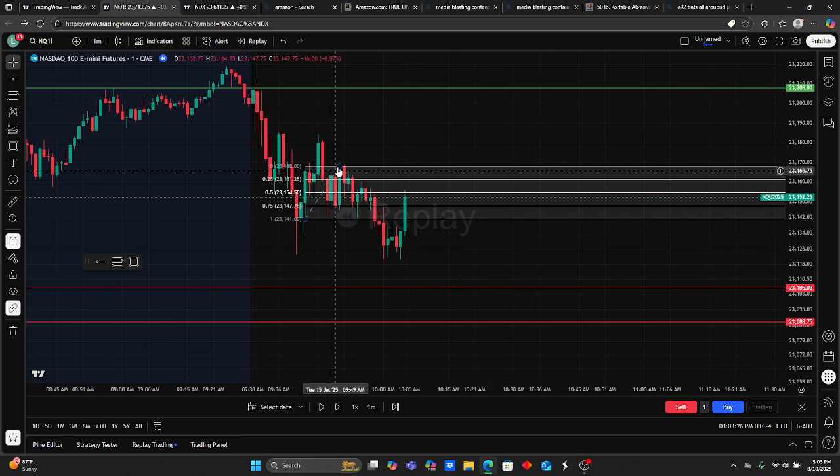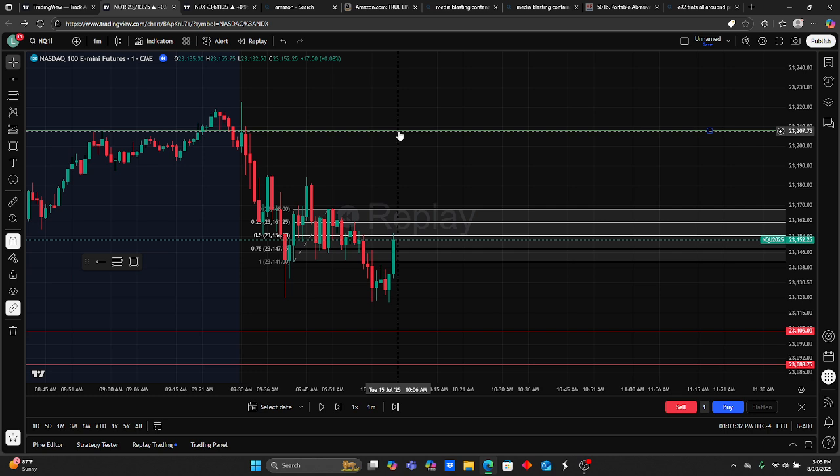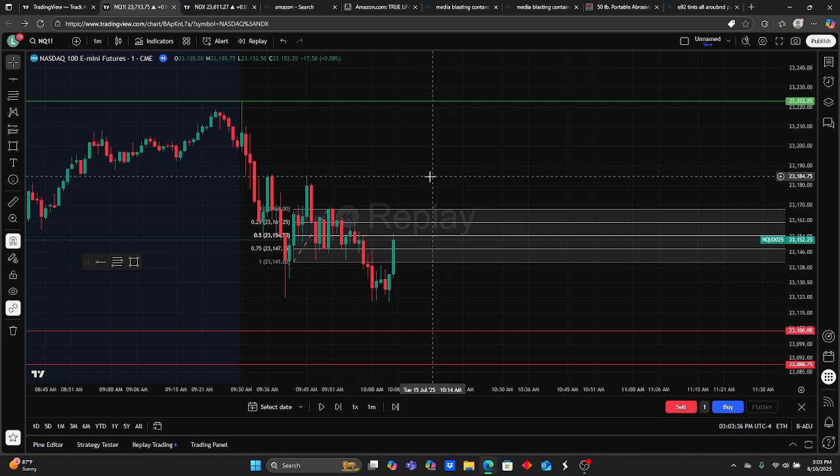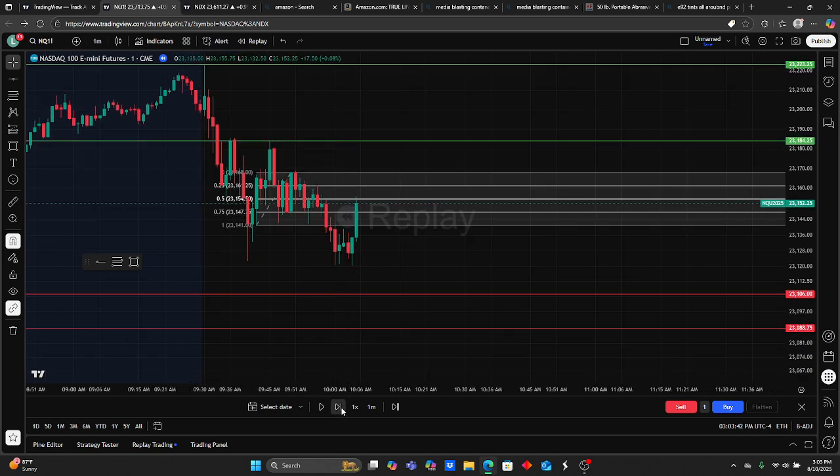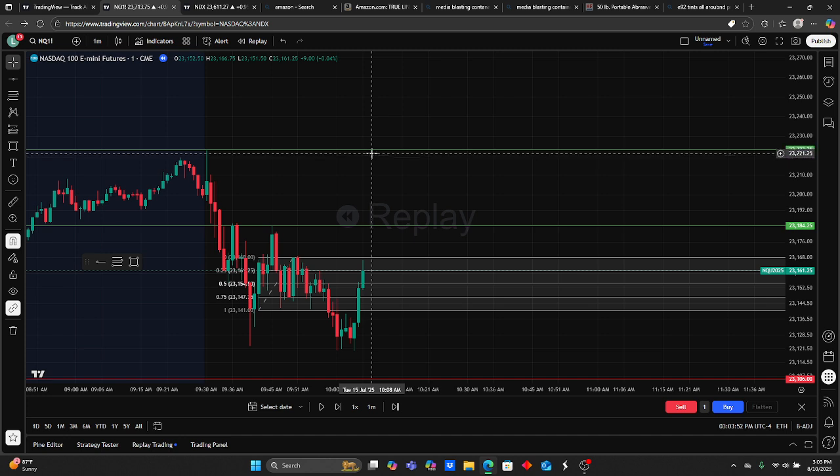Okay, so now it looks like we're about to break structure to the upside here. We have this high taken out. We can actually move it to here, and we have another high right here. Let's go one more candle. So, bam, this is the first big fair value gap of the day. We just broke structure to the upside, and we could easily target these highs.